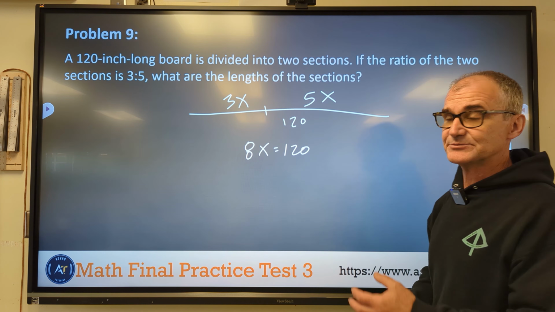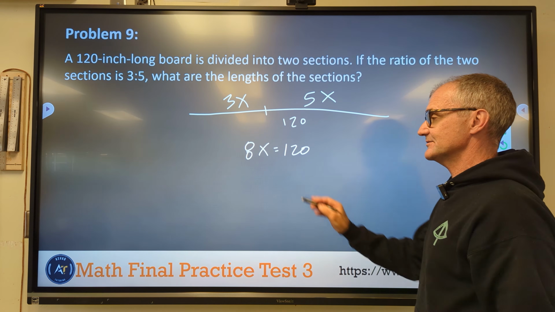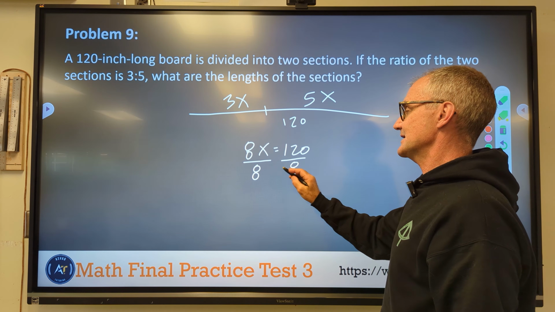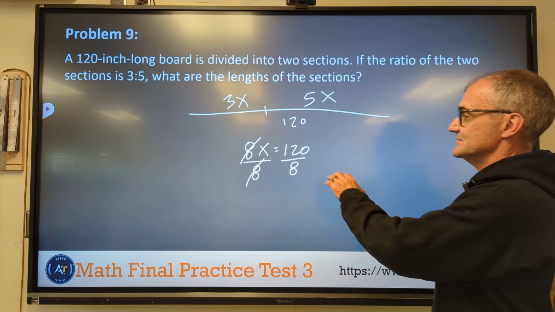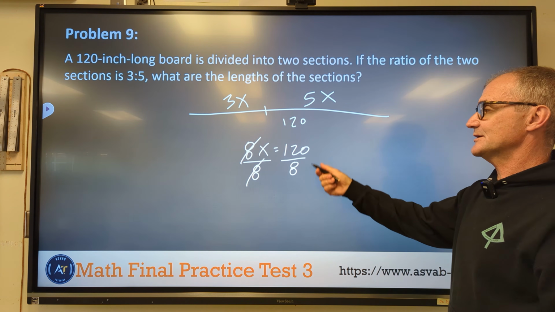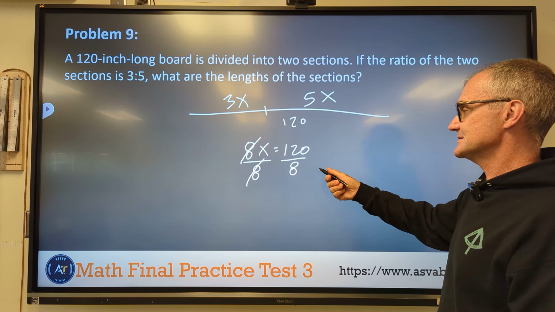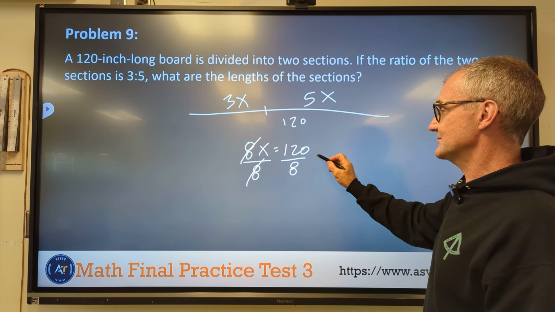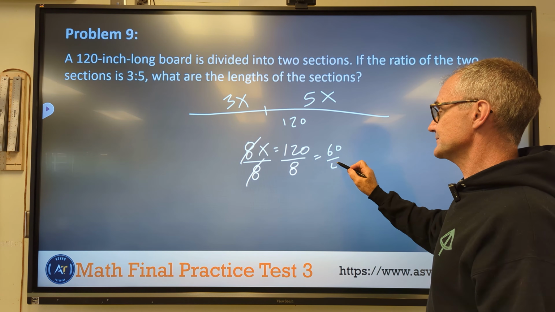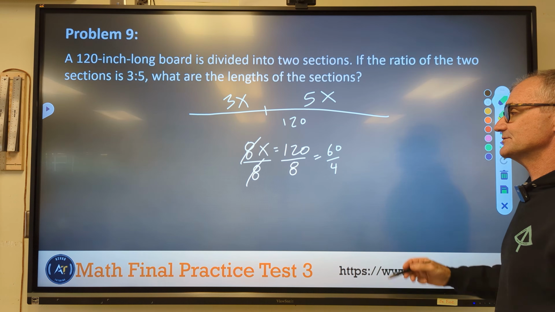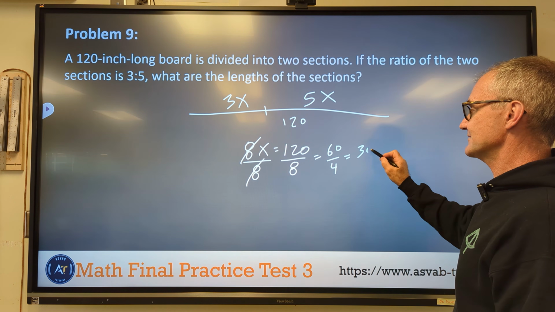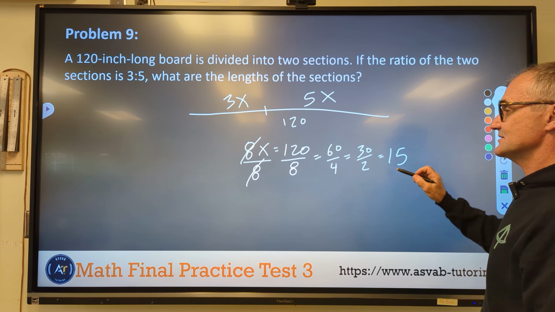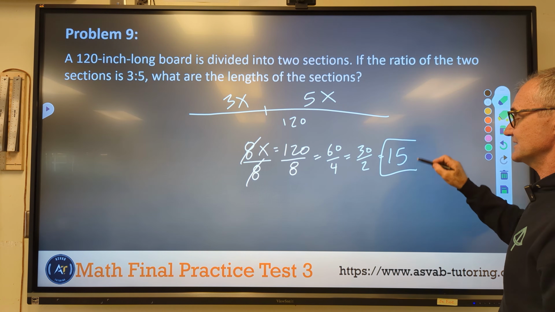Very similar to the last problem, I got to get that variable x by itself. I divide both sides by 8. X is now by itself. So I got to reduce that. I could look for numbers that go into either of those numbers. And if you could see it, great. If not, you could just start cutting it in half because they're both even. So 60 over 4. 60 divided by 4 is 15. Or I could just keep splitting it in half. 30 over 2. 30 divided by 2 is 15. So x is equal to 15.